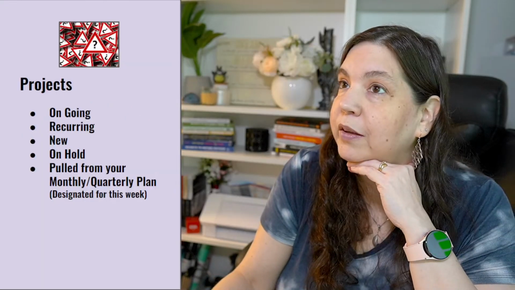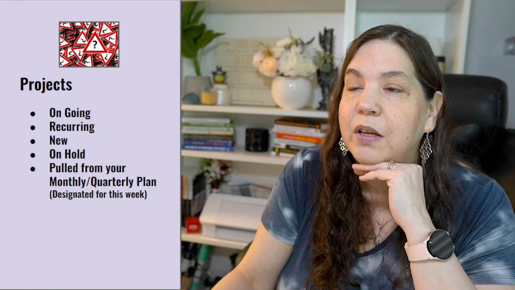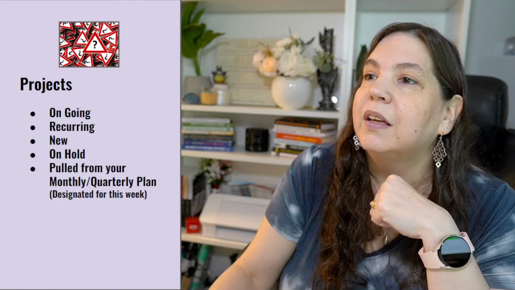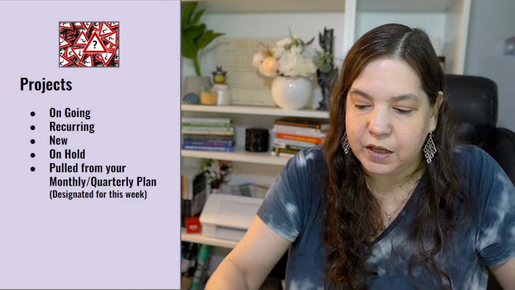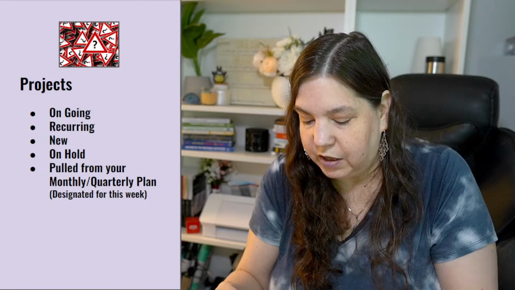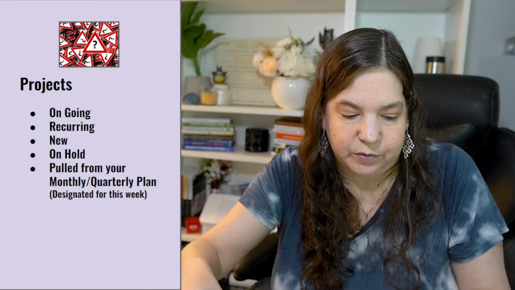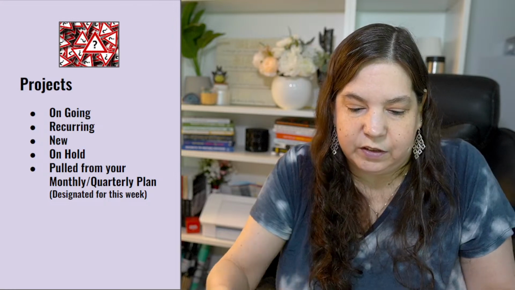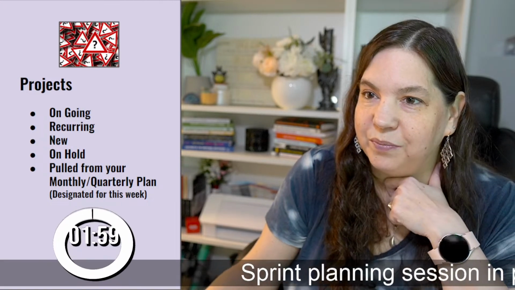So for our projects, we're looking at what's ongoing, what's recurring, what's new, what's on hold, and what's pulled from your monthly or quarterly plan. It's designated for this week. All right, guys, let's get our 2-minute timer up. And if you did your monthly planning with me, you can pull up your plan. Let me pull this out. And then you can see what's on your plan that you created at the end of May. All right, guys, and begin.